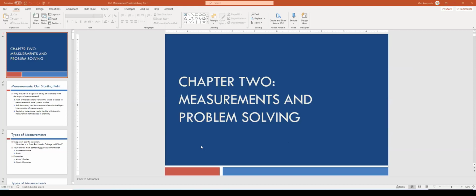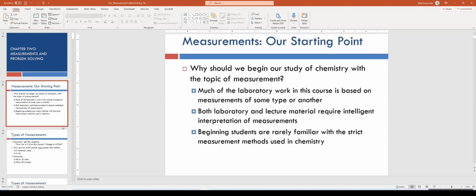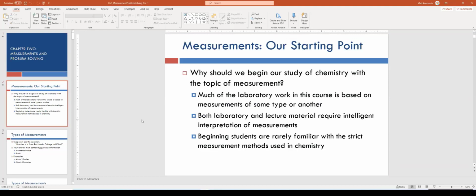Okay, the first part of the class is very heavily devoted to measurements. In chemistry and physics, we have very specific ways that things need to be measured, much more specific than you usually see in anything up until now. It's critically important that we know how to take measurements. And so that's really going to be our focus for right now.